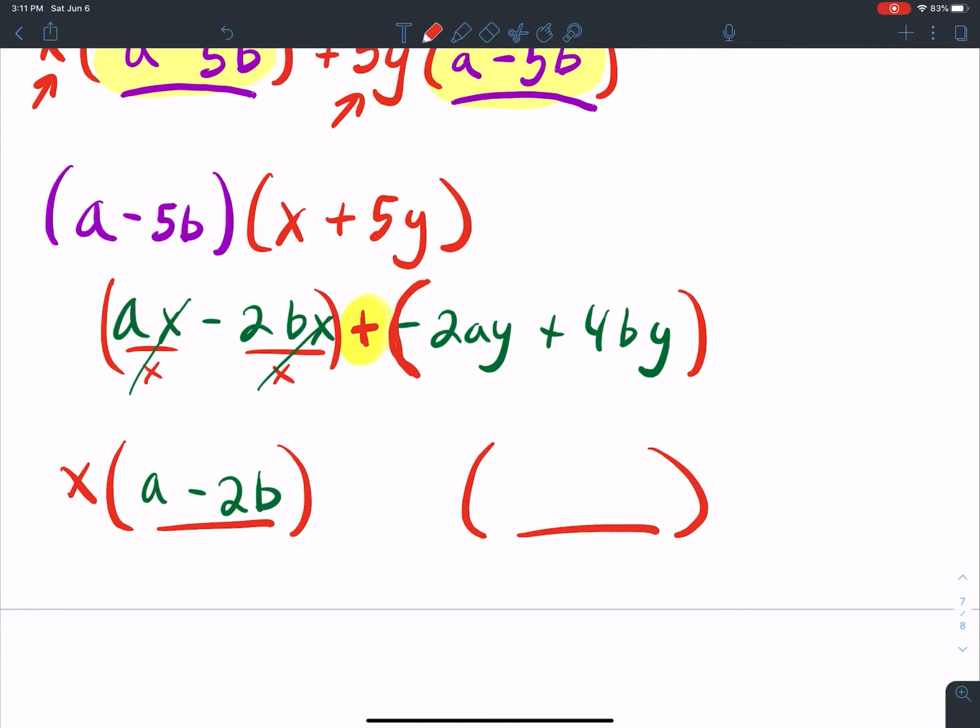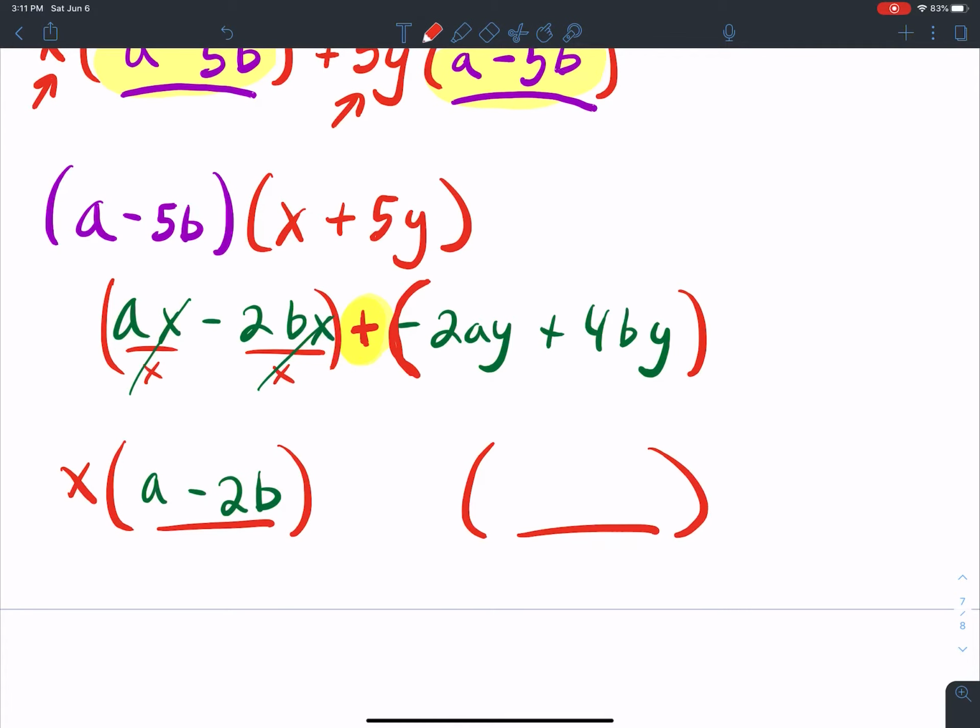But then what happens here? 4 divided by a negative 2 is a negative 2. And then y and y cancel, so negative 2b. And that is exactly what we want, people. We want this to match up with this here. And so now I can GCF, and I have a minus 2b. And then what is left? x and negative 2y. Okay, so pretty cool way to factor if there's 4 terms.